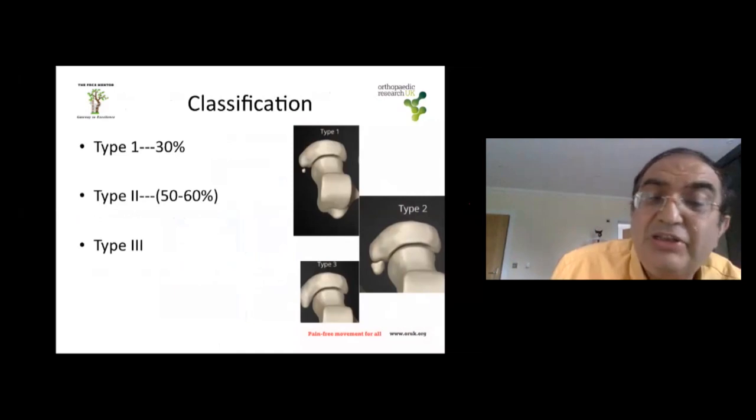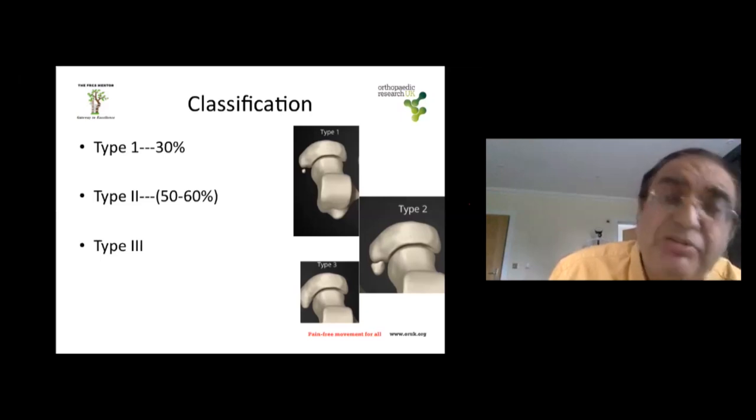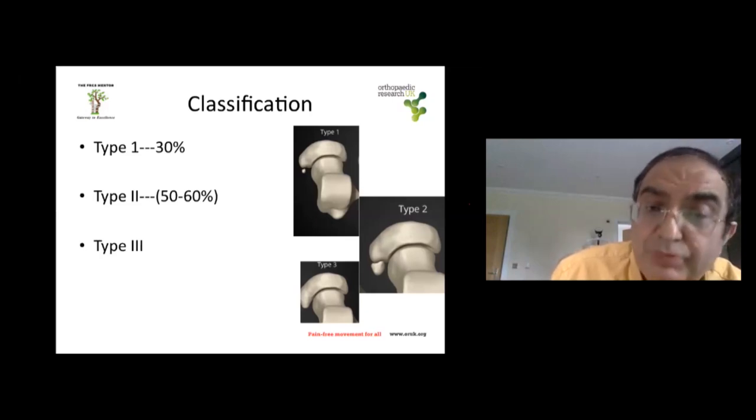Now, obviously, there are 3 important types. Type 1 is a small ossicle in the substance of the tibialis posterior. It's got no connection with the navicular. Type 2 is about a 1.1 to 1.3 centimeter bone, which is connected to the navicular with a cartilaginous joint. And type 3 is where it fuses with the navicular and you can't see it as a separate bone. The commonest is type 2.